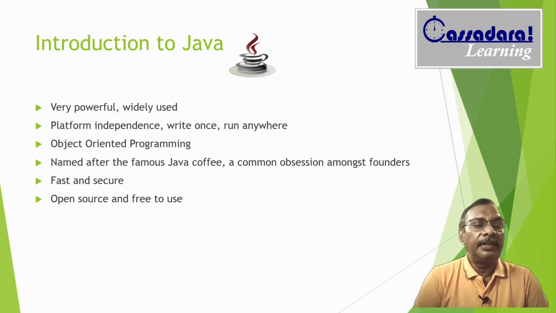It is named after the famous Java coffee, which is a common obsession amongst the founders of Java. The people who wrote the Java programming language drank Java coffee together and were obsessed with it, and hence they gave the name Java itself to the programming language.